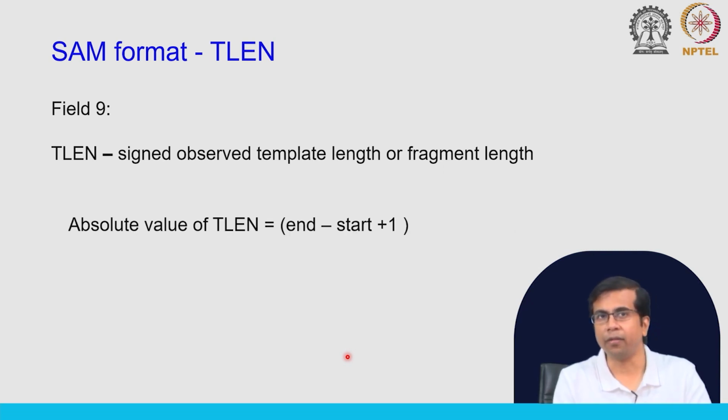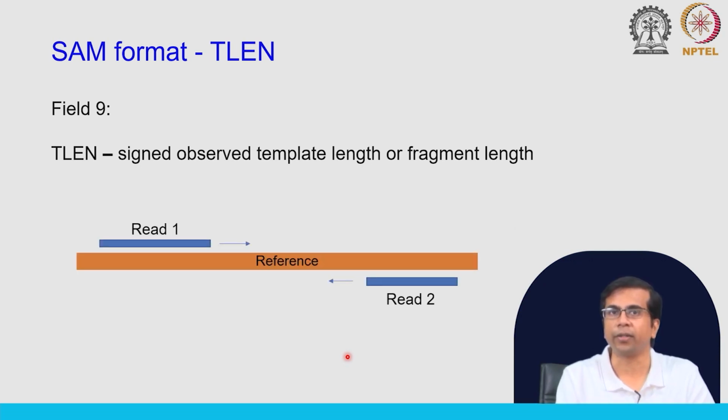So, the absolute value of TLEN is actually end minus start plus 1. That is very simple. If you have this end here, the mapping ends here on the right, so you have this end and then you have the start. We can take this example, that will be easier to understand. So, end means this is the end position and this is the start position here on this side. So, this is end minus start plus 1, that would give you TLEN.